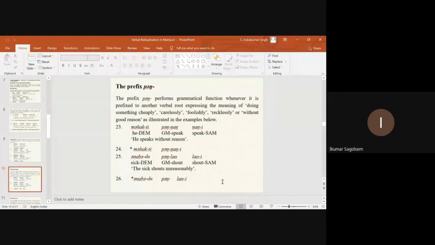Pangang nangi in 23, panglau lawi in 25. These are grammatical, but the ones without reduplicated verbal forms in 24 and 26 are ungrammatical.